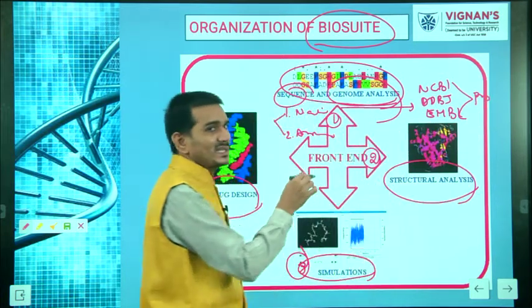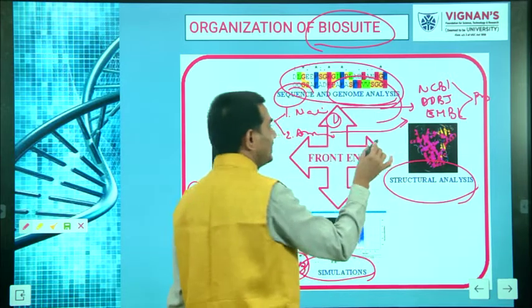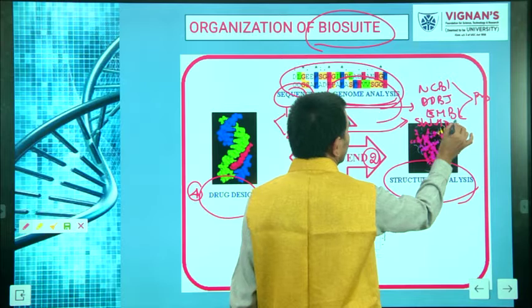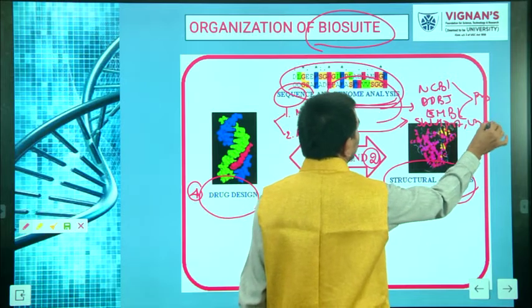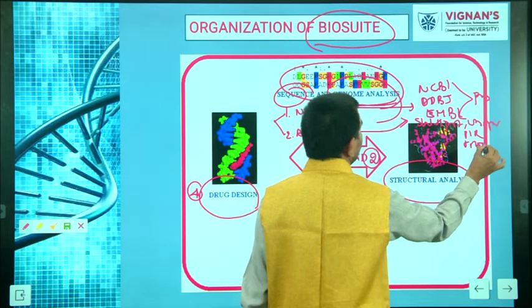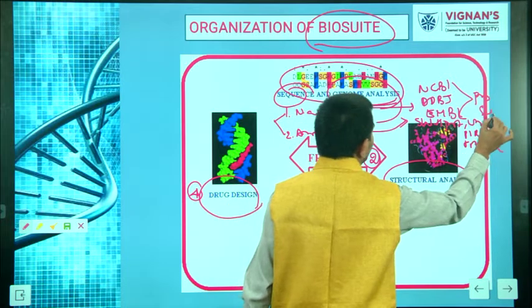And coming to the second sequence, that is amino acid sequence, which is nothing but protein, we have databases like SwissProt, UniProt KB, PIR, and translated EMBL. All these come under the category of secondary database.